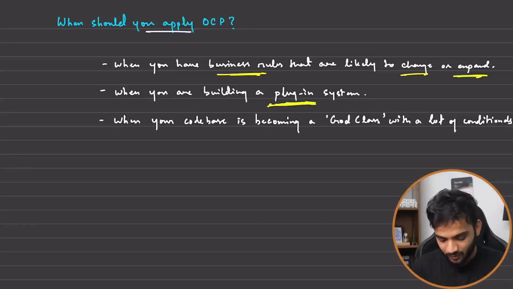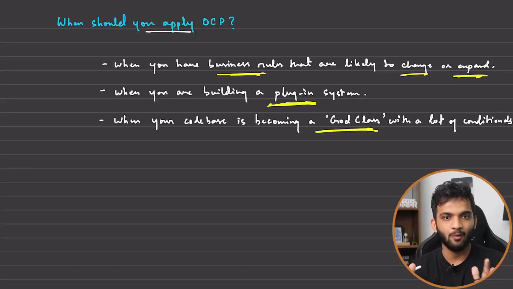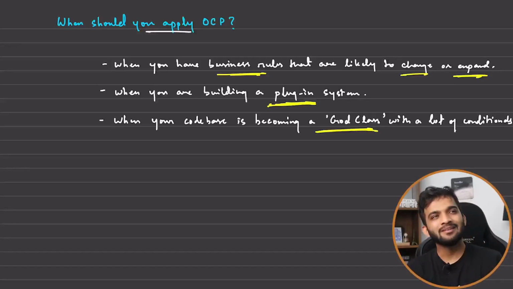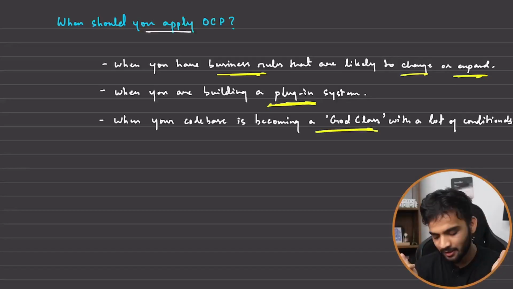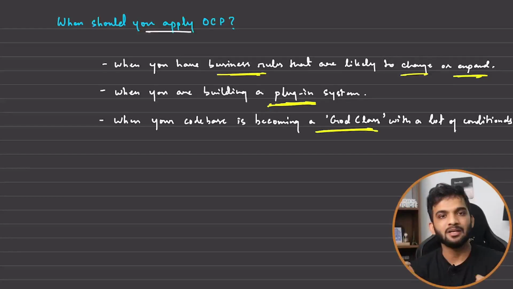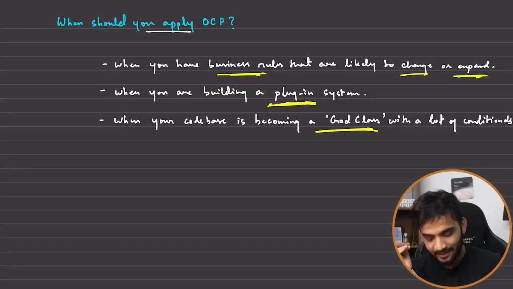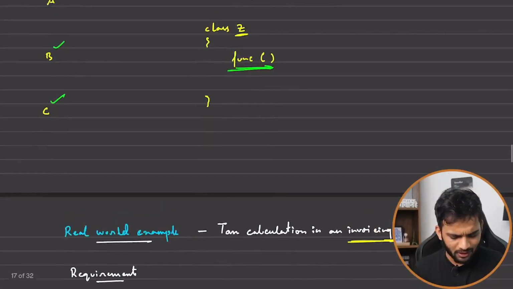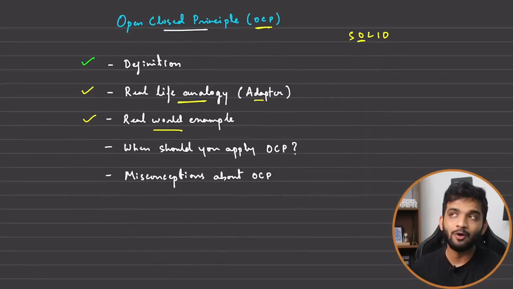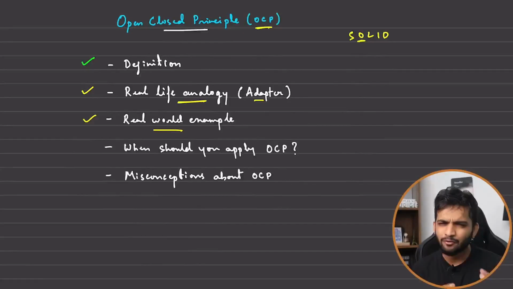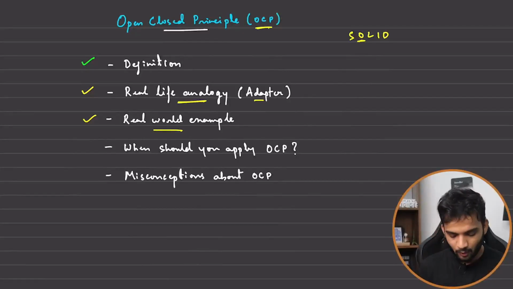Perfect. When your code base is becoming a God class, imagine you just write everything under one service, that's when it's better that you move out and split it up. You follow the single responsibility principle and, at the same time, OCP as well. That is when you should think about OCP. Again, is it something you should definitely follow? Not really. Depending on the timelines and your use cases, you'll have to take a call, but it's a good one to follow. Perfect.